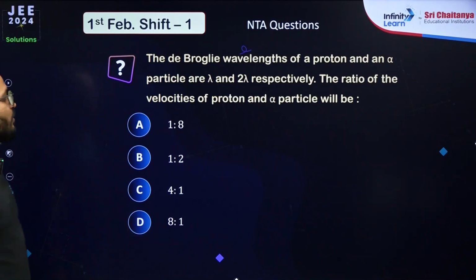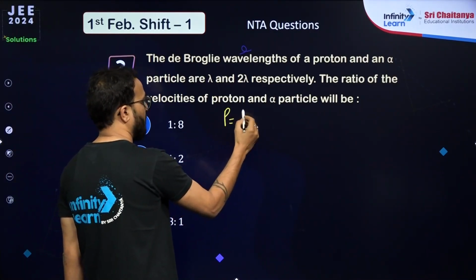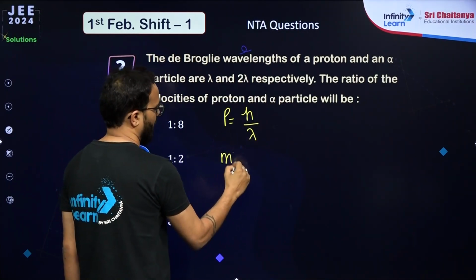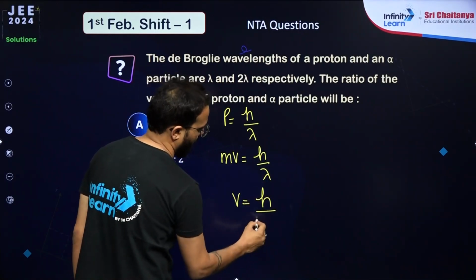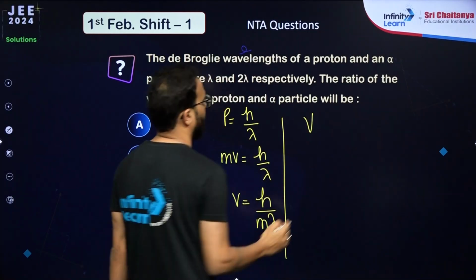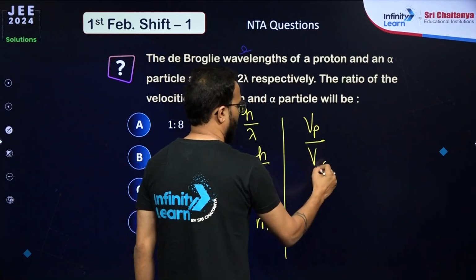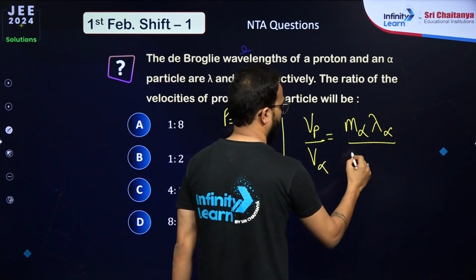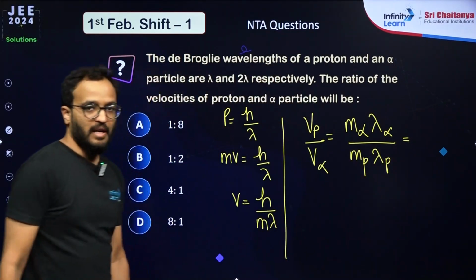Now the de Broglie wavelength of a proton and alpha particle are given; find the ratio of the velocity. See, we know that momentum is equal to h by lambda, right? So mv is equal to h by lambda. So v is equal to h by m lambda, right? The ratio of the velocity of proton to alpha particle will be mass of alpha particle, lambda of alpha particle upon mass of proton into lambda of proton, right?